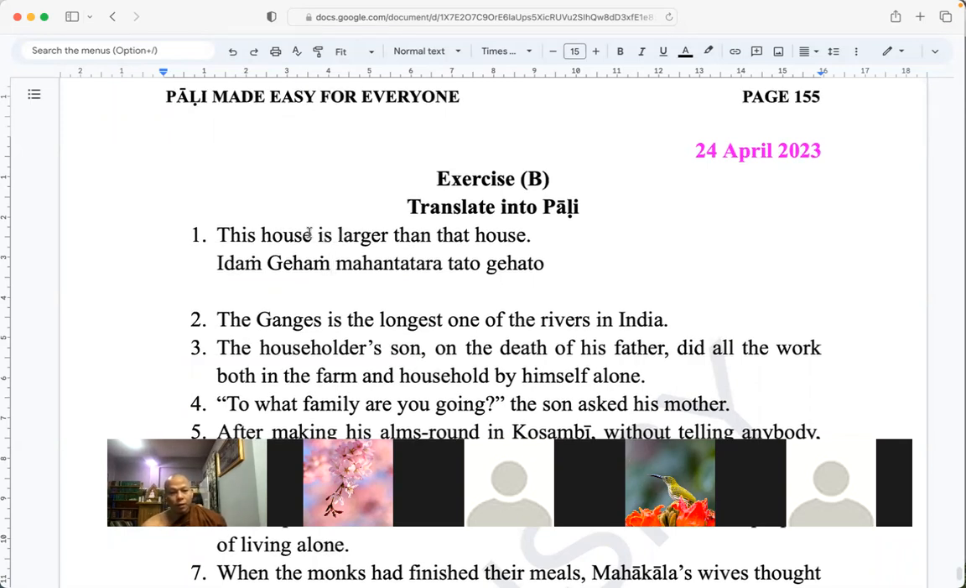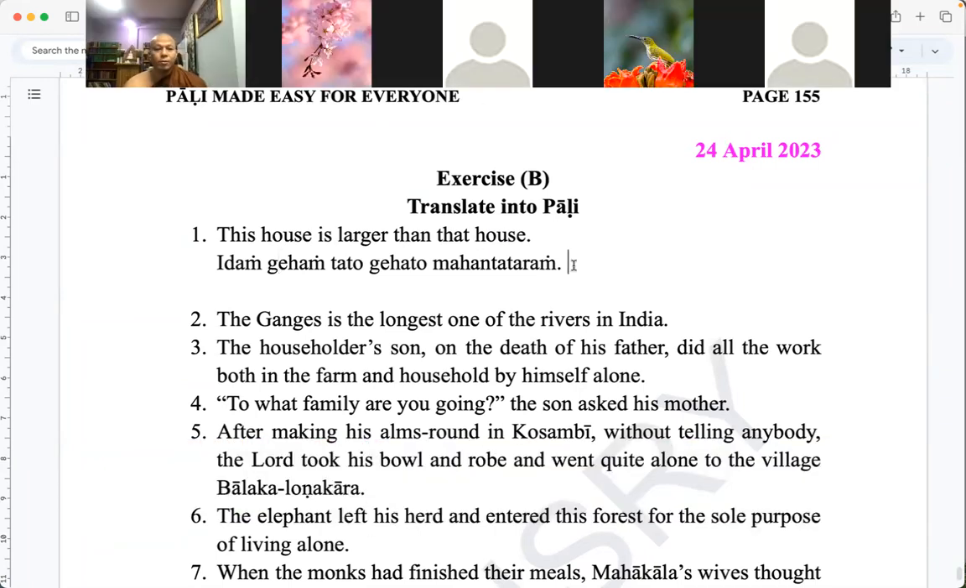And then "larger" here is actually predicate function. So here idam geham is neuter gender, nominative case singular. That is right. Mahantataram. And then "than that house" is with the ablative case. So in this way: idam geham, mahantataram, than that house.